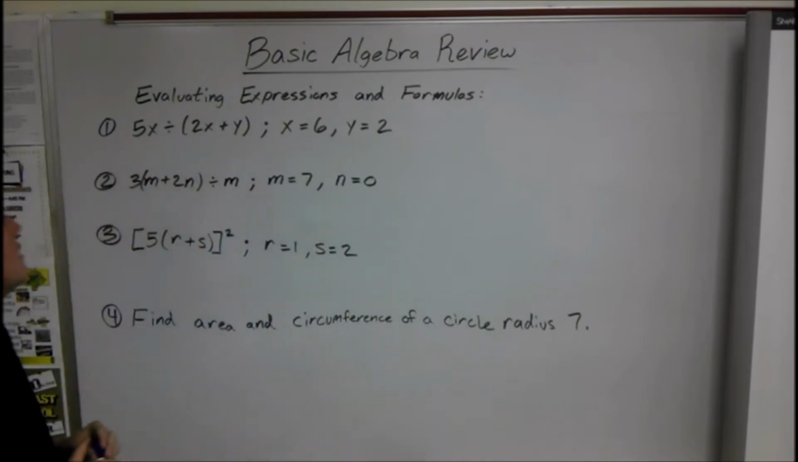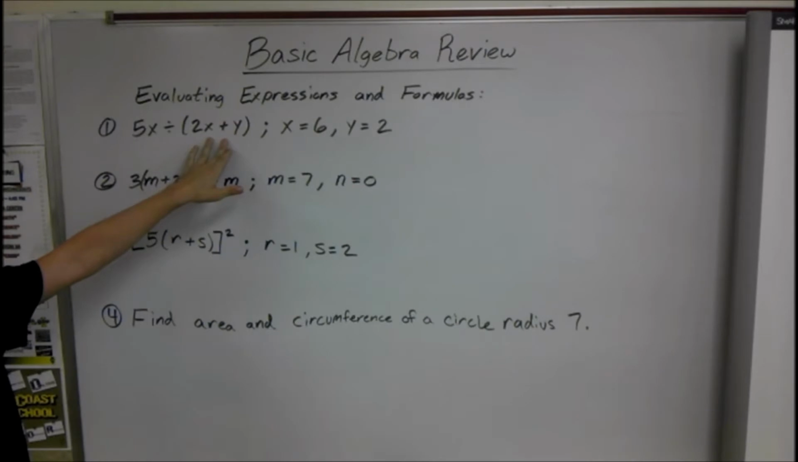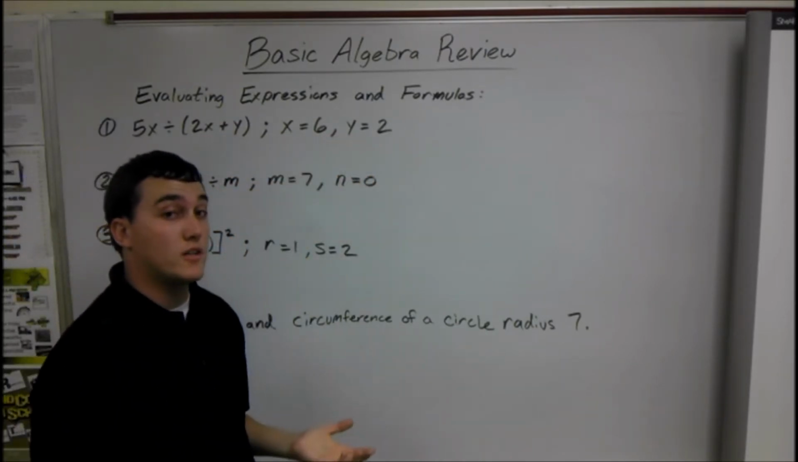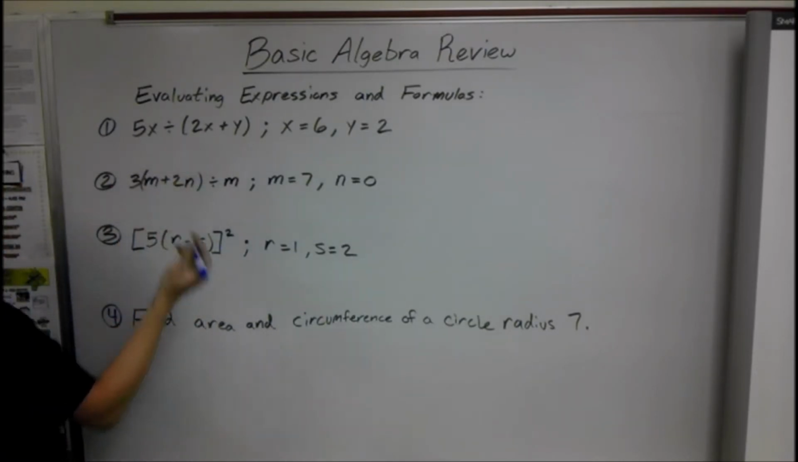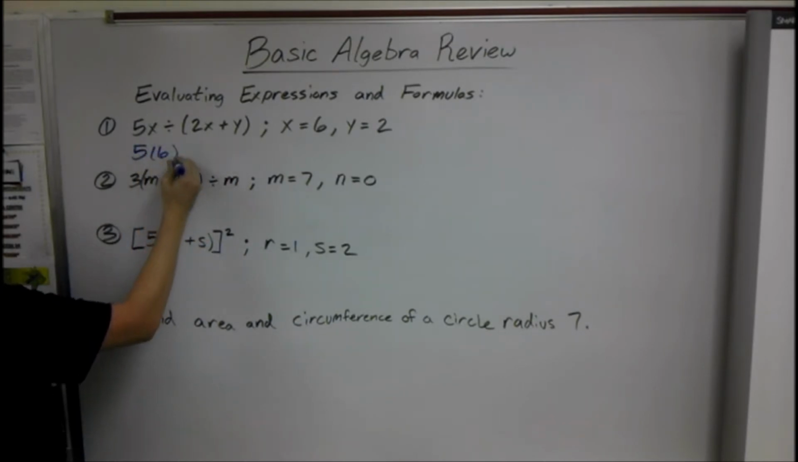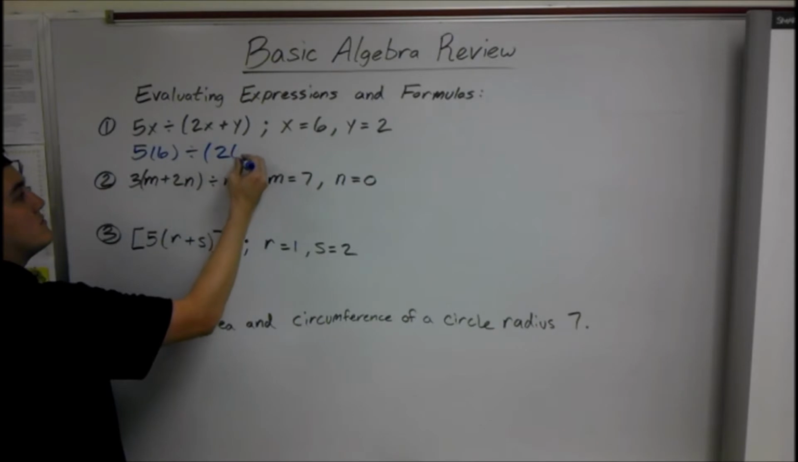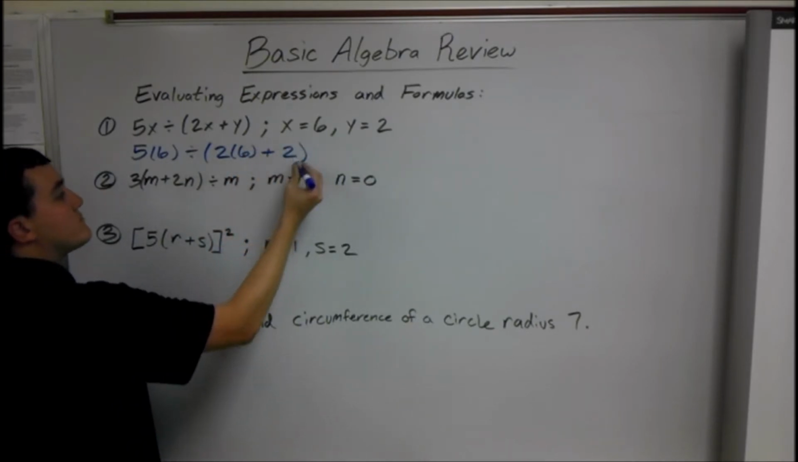So, for number one, 5x divided by 2x plus y, evaluate at x equals 6 and y equals 2. So all it wants us to do is plug in the numbers. Whenever I plug stuff in I like to use parentheses, unless it's by itself. So we have 5 times 6 divided by parentheses 2 times 6 plus y is 2.